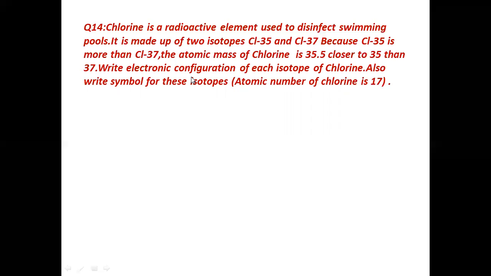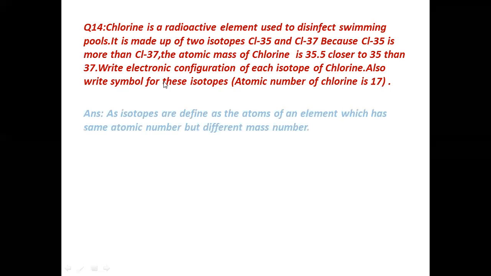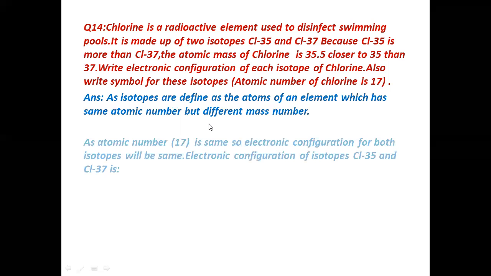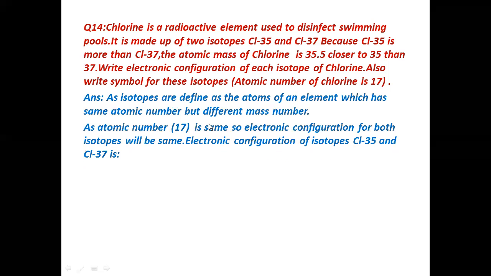As I told you, this 35.5 is actually the average of 35 and 37, because there is no specific place for isotopes in the periodic table. They just take the average of their atomic masses. So write electronic configuration of each isotope of chlorine. Also write symbol of these isotopes. Atomic number of chlorine is 17. Isotopes are defined as the atoms of an element which have the same atomic number but different mass number. So all the isotopes have the same atomic number, and definitely electronic configuration will be the same too. So for chlorine 35 and chlorine 37, electronic configuration will be the same.